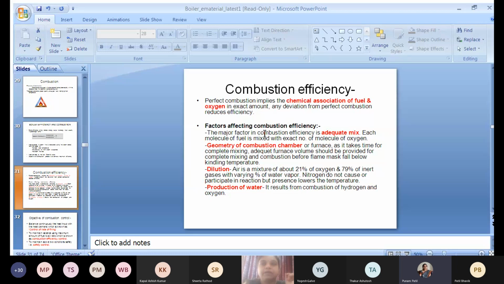So what are those factors? Those are adequate mix, geometry of the combustion chamber, dilution, and production of water. Adequate mix we have studied. The major factor in the combustion efficiency is adequate mix. Each molecule of fuel is mixed with the exact number of molecules of oxygen. So there should be proper mixing of air and fuel.